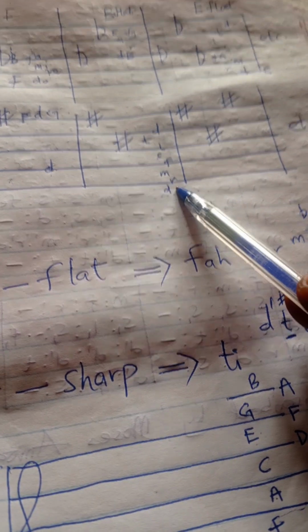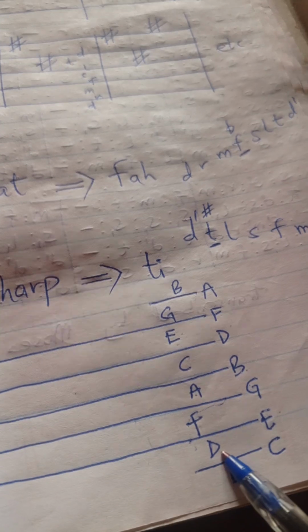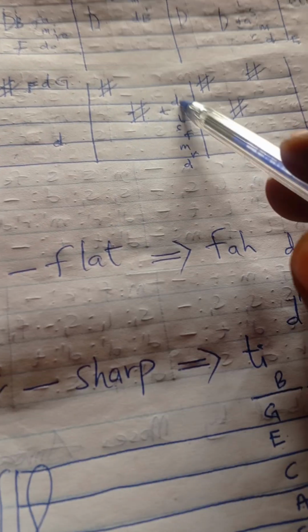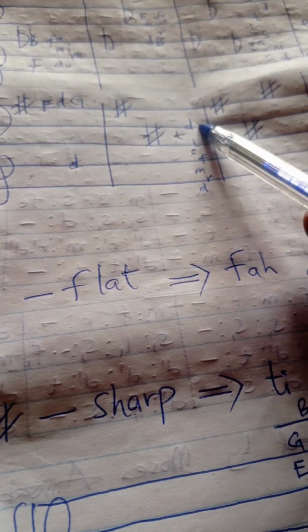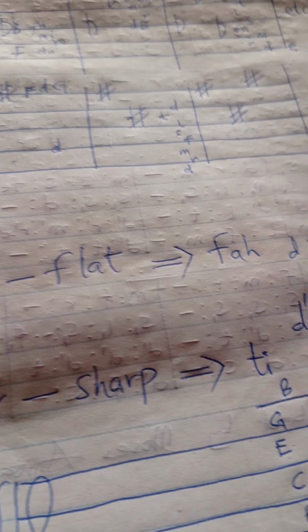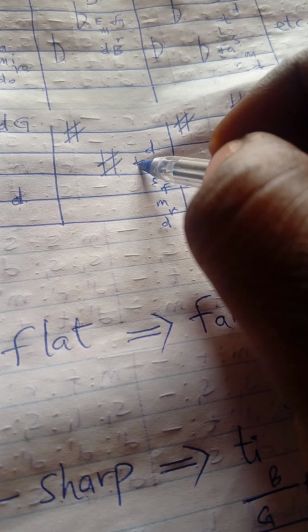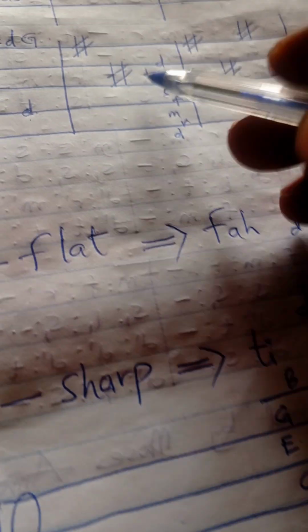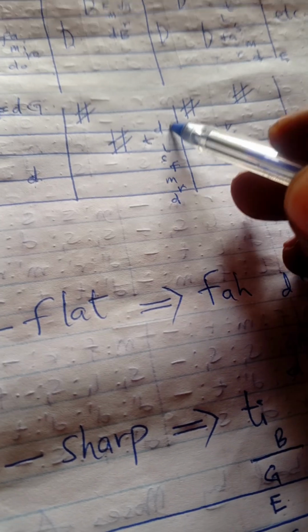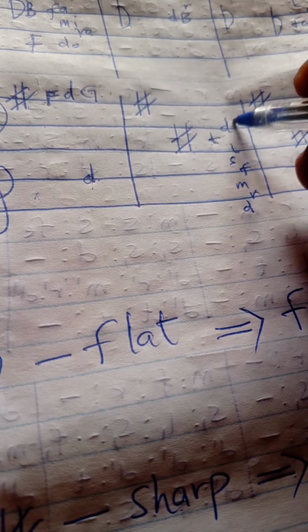See, the first space below the first line here is D. Then this line, that's the fourth line, 1, 2, 3, 4 is D. So we have D here and D down here. So the ti is on the third space, that is key C. If here is ti, then the do will be on D. So here is D.